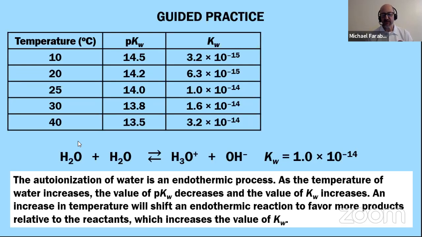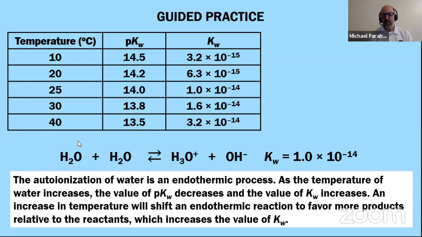So here's what I said. The autoionization of water is an endothermic process. As the temperature of water increases, we notice that the value of pKw decreases. But more importantly, the value of Kw increases. So what does that mean? That an increase in temperature is causing a shift in this particular reaction in the endothermic direction, so from left to right, and it favors more products, and that increases the value of K.